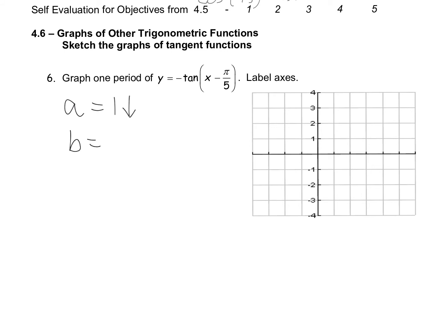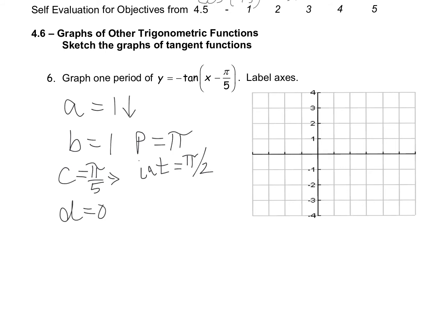Our b value is 1, the coefficient out in front of x, or even factor out of the parentheses, is 1. So the period is pi over b, so it's just going to be pi. And then our interval, which is from one step to the next, is half of the period for tangent, as we talked about in class. So it'll be going up by pi over 2. C is our pi over 5 to the right, since it's minus, Spider-Man rules, and then d equals 0.